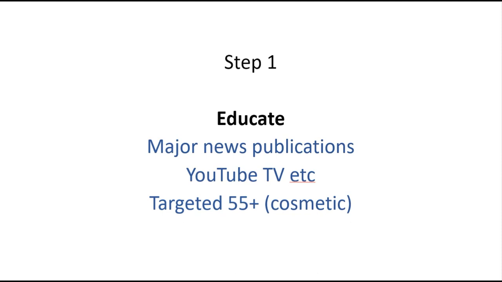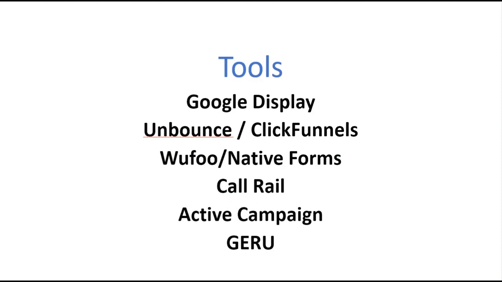We target folks that are 55 plus, sorry, and are in certain demographics where they're making more than a certain income level. And we know what those postal codes and zip codes look like, right? The tools we use for this are generally Google Display, Unbounce, ClickFunnels, Wufoo, as well as a combination of native forms, CallRail, ActiveCampaign, Guru, and we use our tool, which is Dentiza. Dentiza brings everything together. We're going to show you that dashboard in a quick second.